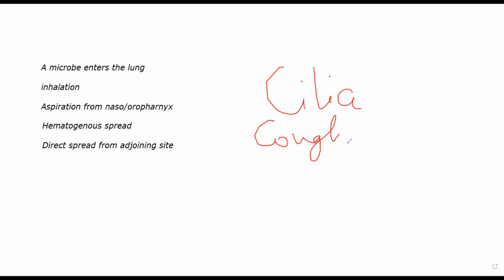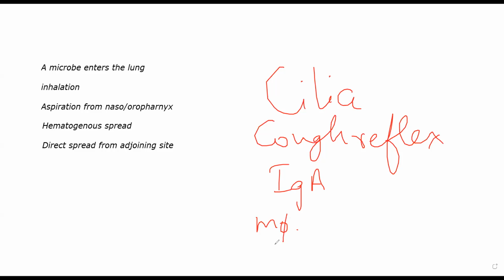Then you have the cough reflex. Then there is a special type of immunoglobulin present in your alveoli, especially, this is called mucosal immunity: IgA antibodies, which are present in your alveolar sacs, and alveolar macrophages. These four are the main protective mechanisms in your lungs. If these are not working properly, that is when pneumonia occurs. Either one of them is not working or all of them are not working. Some problem is there in them.